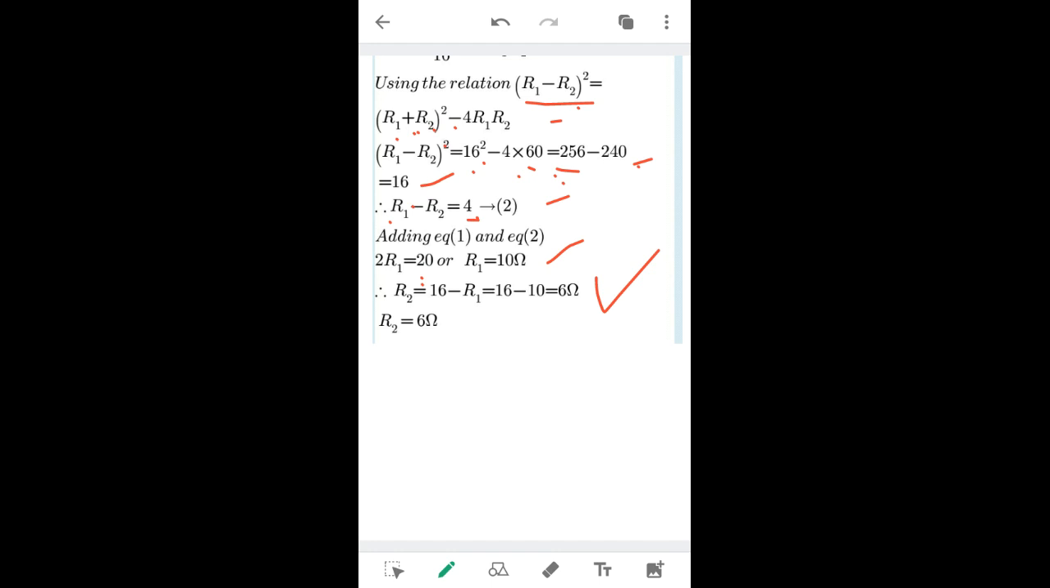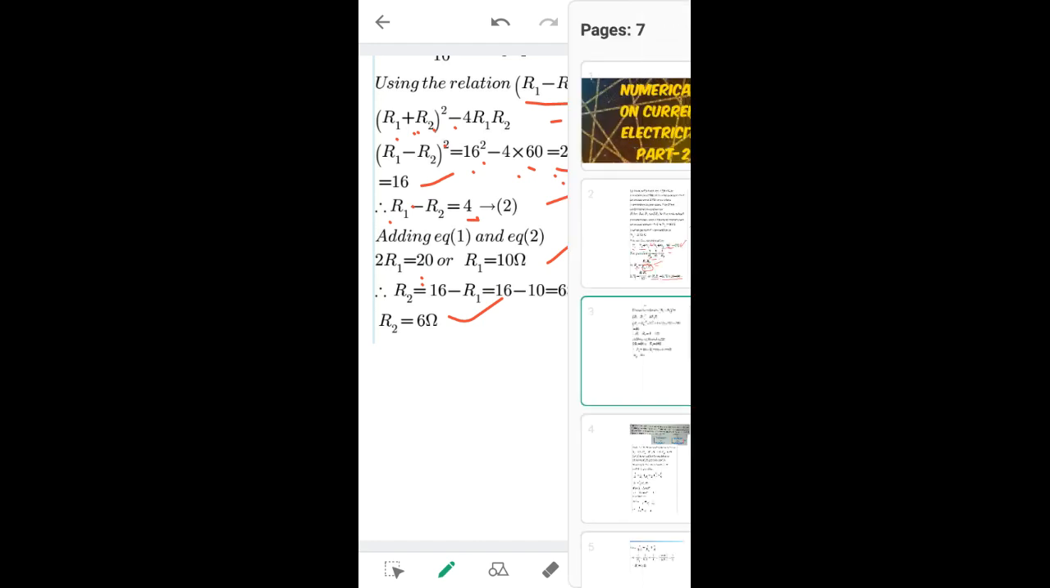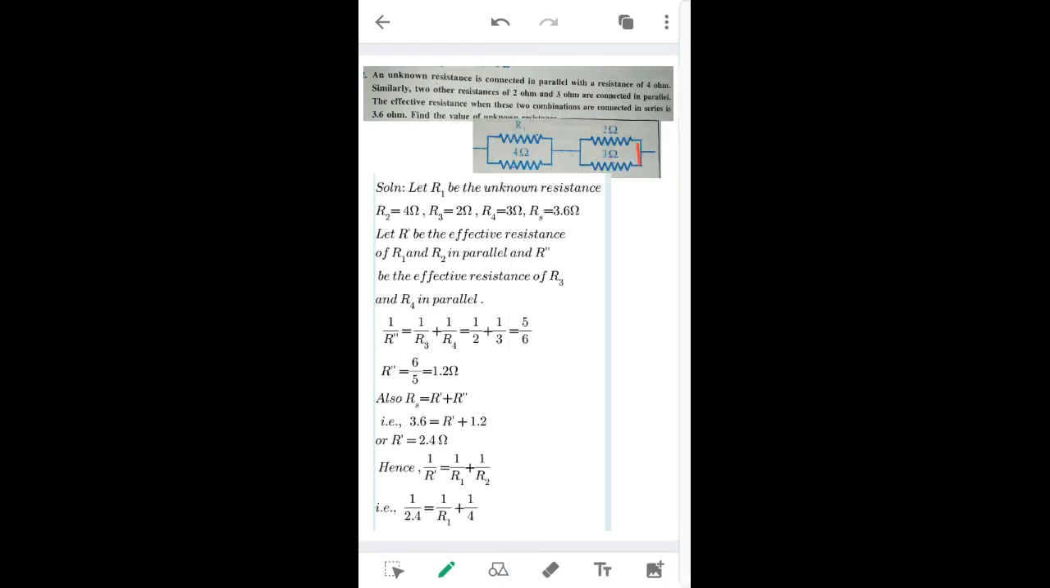So R1 we got 10 ohm, R2 equal to 6 ohm. Okay, so let us go to the next problem.